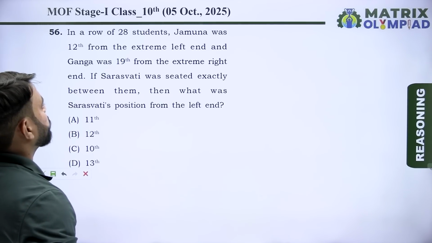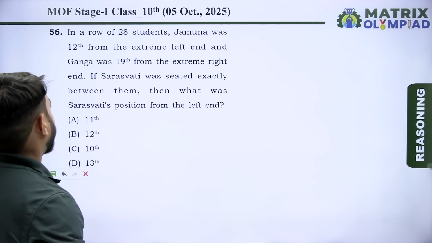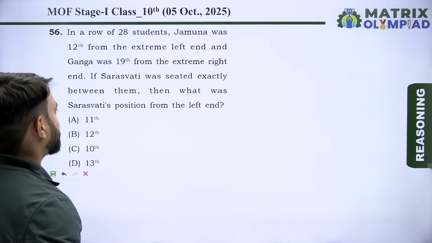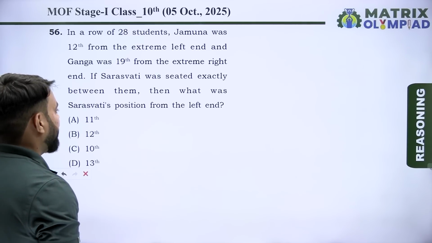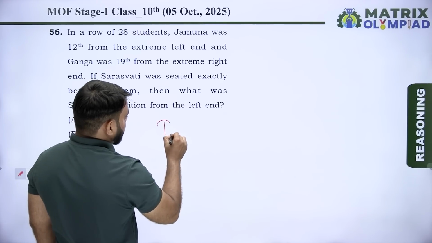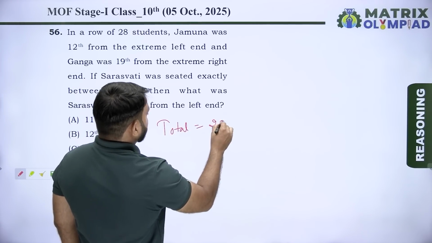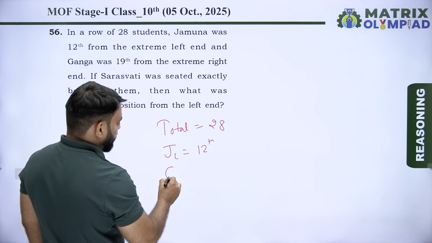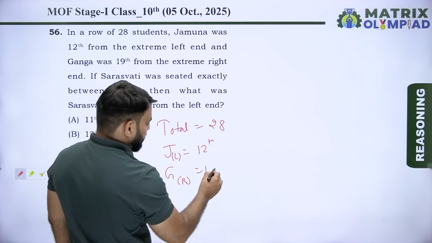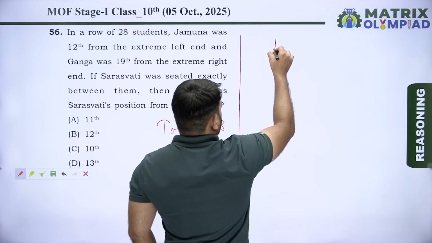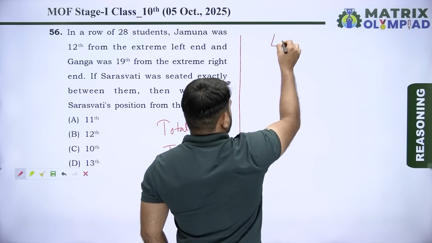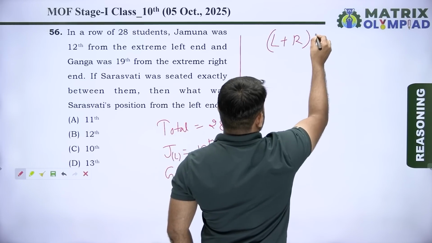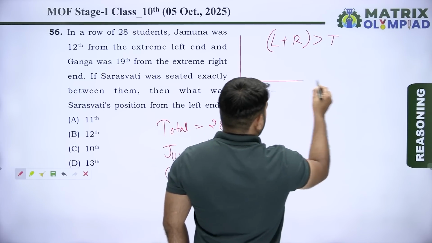In a row of 28 students, Jamuna was 12th from the extreme left end and Ganga was 19th from the extreme right end. If Saraswati was seated exactly between them, then what was Saraswati's position from the left end? So total number of students is equal to 28. Position of Jamuna from the left is equal to 12 and position of Ganga from the right is equal to 19. In this question, the total of the left position of the first person and the right position of the second person is greater than 28 total. It means there is an overlapping case.